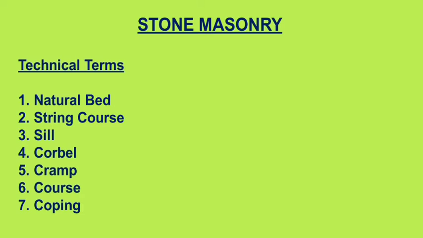Third one, sill. The bottom surface of a door or a window opening is known as a sill. Corbel. A corbel is a projecting stone which is usually provided to serve as support for roof truss, beam, weather shed, etc. Next term, cramp. This is a slate or metal connection used in stonework. Course. A layer of stones or bricks is known as a course.